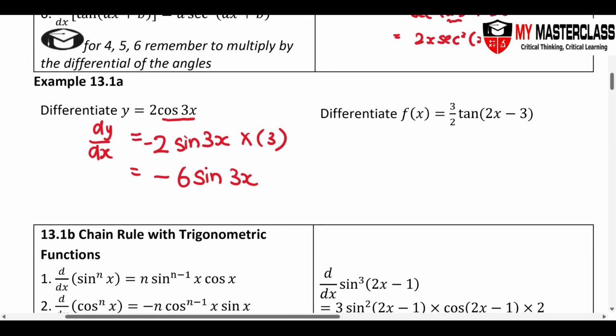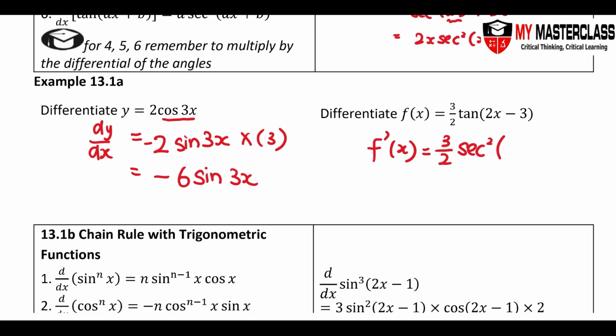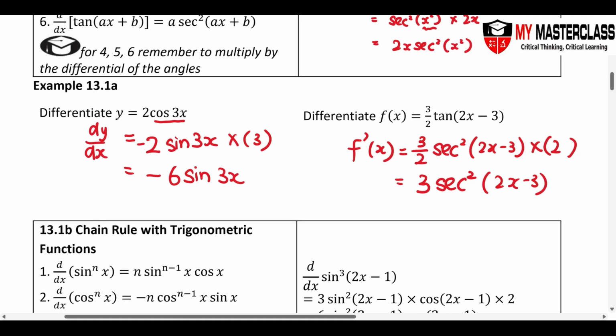If I differentiate tangent, again, if I have f(x), I differentiate f(x) is called f prime x, equals to 3 over 2 secant square, angle does not change, multiply by differentiate the angle, 2, and everything I will get 3 secant square 2x minus 3. That is for the first part, the basics of differentiating trigo function.